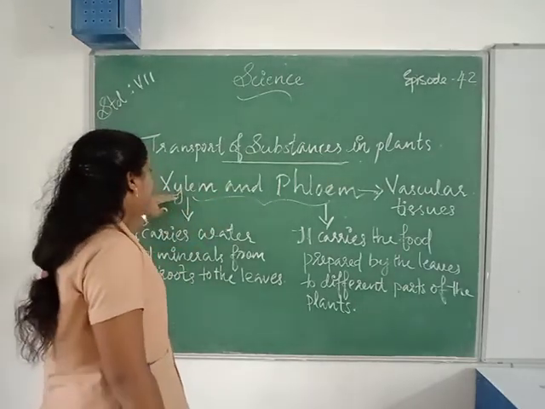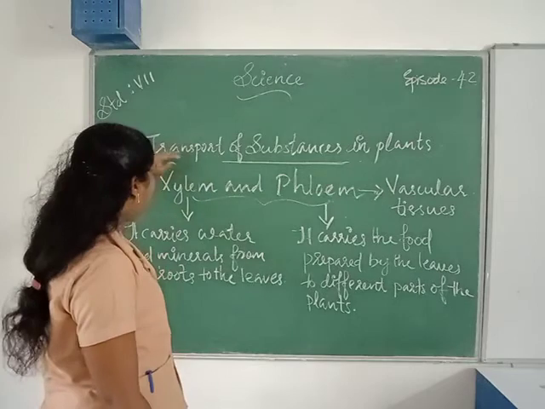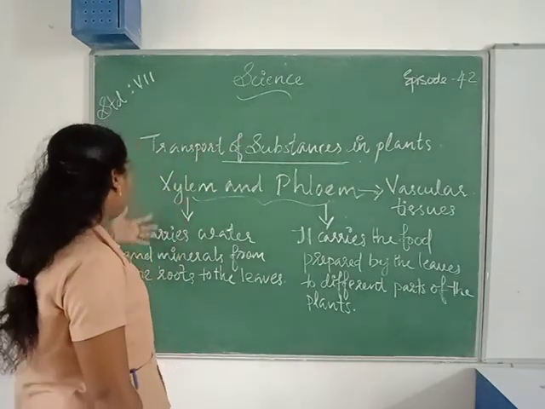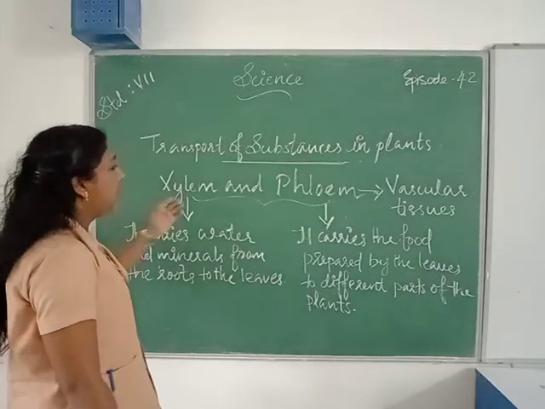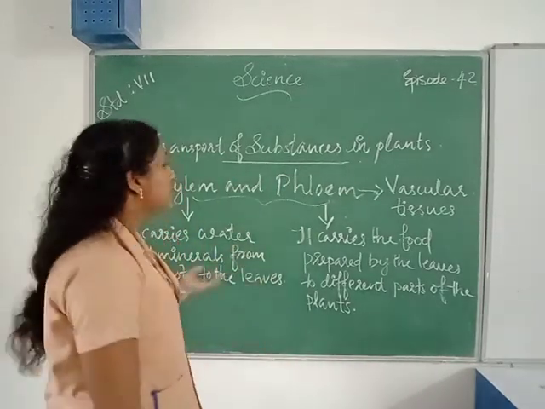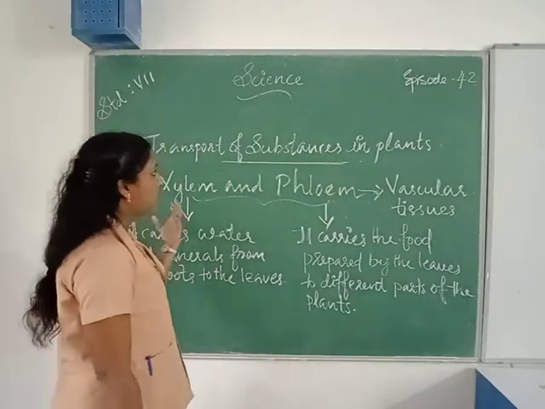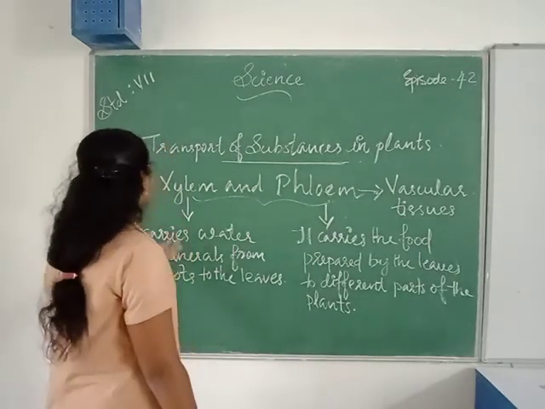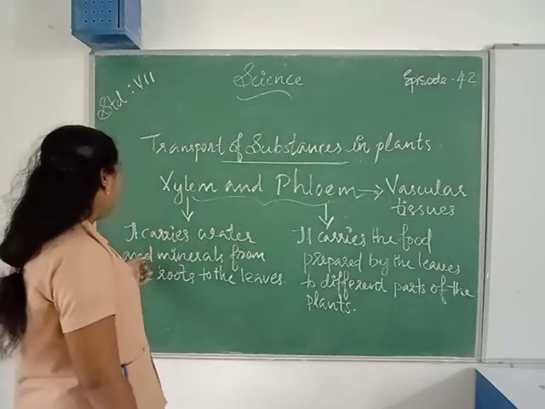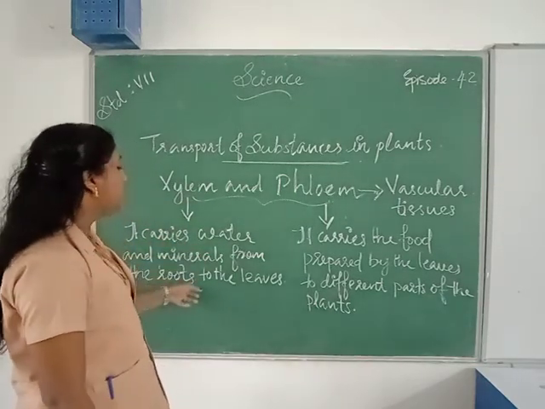Once again, xylem and phloem help the plants to transport the substances they need. The xylem and phloem are vascular tissues, tube-like vessels that help to transport water and nutrients. So what is the function of xylem? It carries water and minerals from the roots to the leaves.